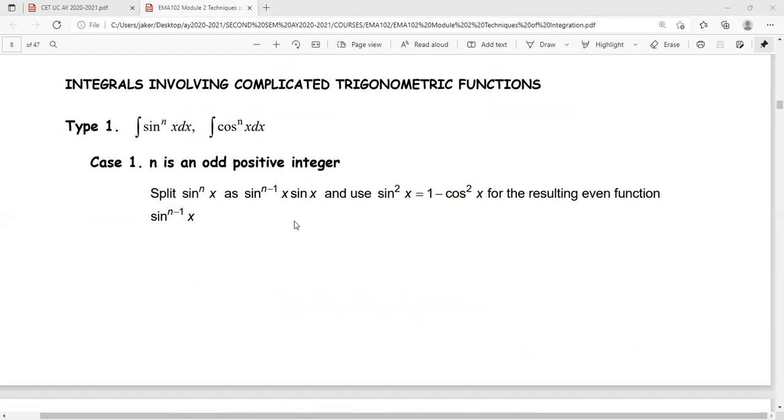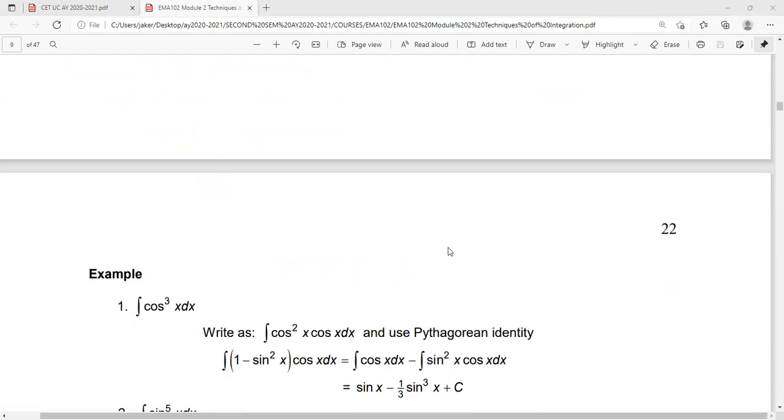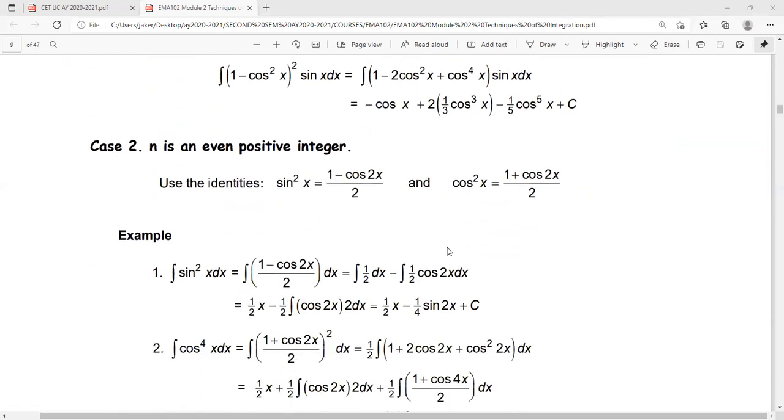So in the case of case 1, we're using the identity sine squared x plus cosine squared x equal to 1. So we just transform it depending on our need to a particular identity, either the sine squared or the cosine squared. For case 2, the identity that is to be used when your n is even and positive is the double angle cosine equivalent of the sine squared and the cosine squared of x.